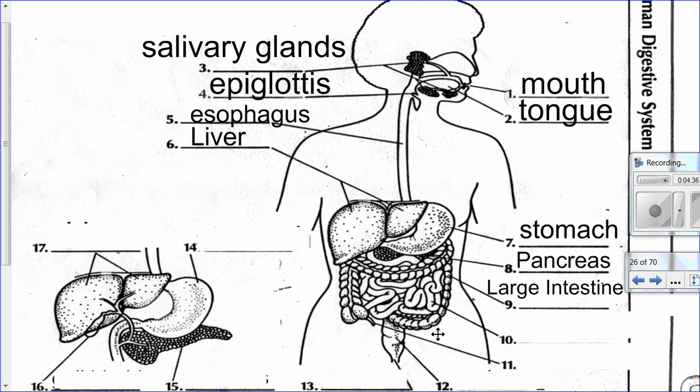And the large intestine is called large because it's pretty wide. It's not that long, or not as long as compared to the small intestine, but it is wider in diameter. So you have the large intestine, and number 10 would be the small intestine, which is quite long. In fact, it's longer than the large intestine, but it's narrower in diameter, so they call it small.